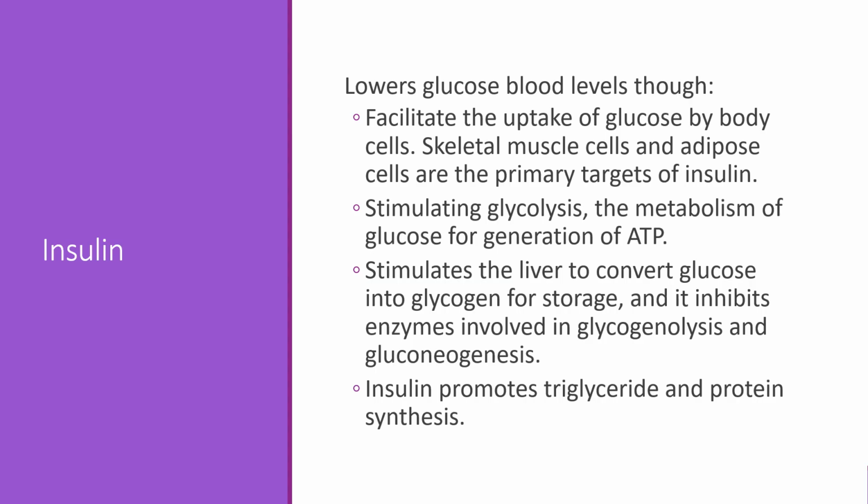Insulin also stimulates glycolysis, which is the metabolism of glucose for the generation of ATP. It stimulates the liver to convert glucose into glycogen, which is the storage form of glucose, and it inhibits enzymes that are involved in glycogenolysis and gluconeogenesis. Insulin promotes triglyceride and protein synthesis. So insulin puts glucose into storage, just like calcitonin puts calcium into storage.